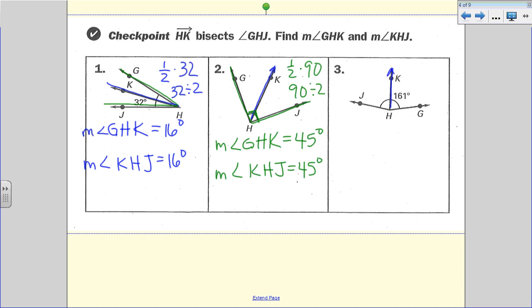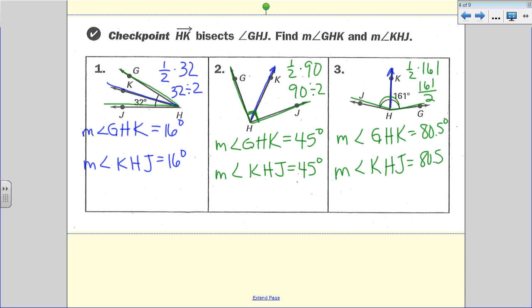HK is the bisector, and GHJ is your angle, so I'm finding the measure of angle GHK and the measure of angle KHJ. I can take 1/2 times this whole angle of 161, or 161 divided by 2. It looks like we're going to get a decimal there, and that's okay because they're equal halves. So this is 80.5 degrees for both of those. Going back to small, ladies and gentlemen, we are simply going to divide by 2.